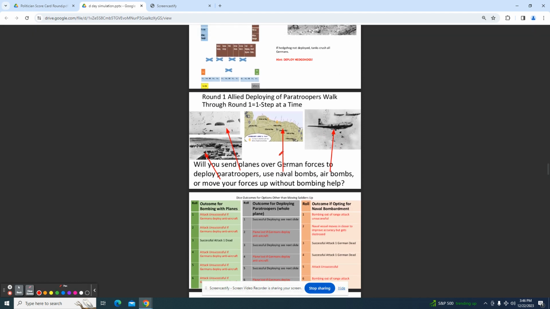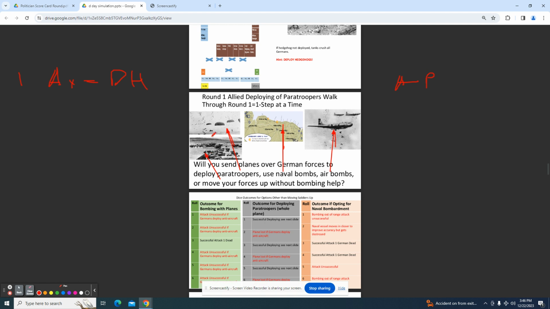So in round 1, the Axis side goes. We are encouraging them to deploy the hedgehogs. And then at the end of their turn, the Allied powers then go. The Allied powers have these 4 options. They can drop aerial bombs. They can use naval forces. They could try to drop paratroopers, or they could move up. Each of these options has a scenario that is determined by the roll of the dice.